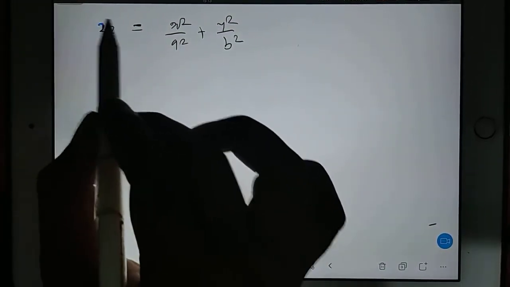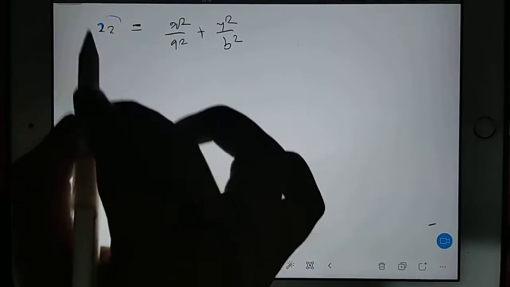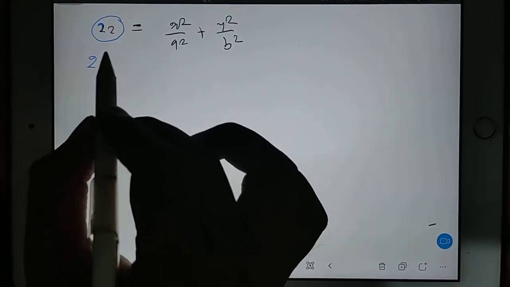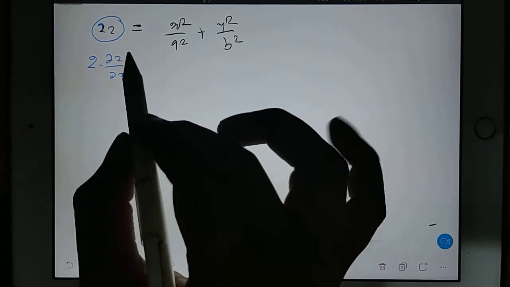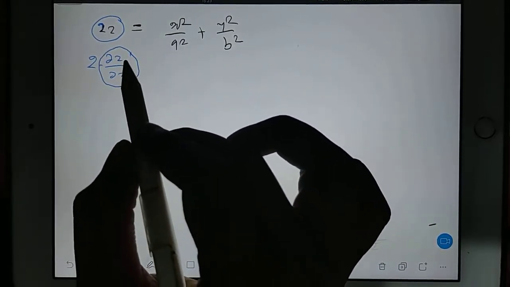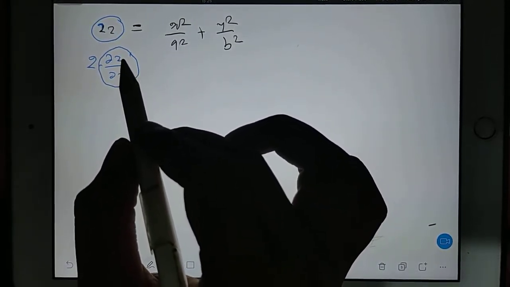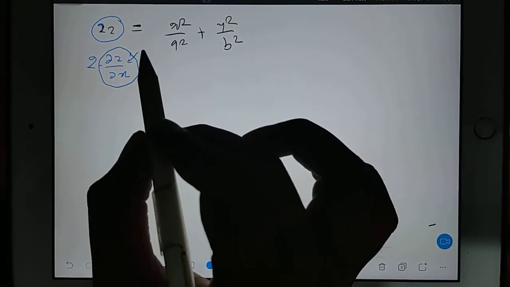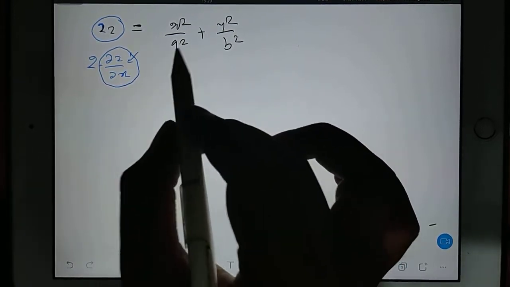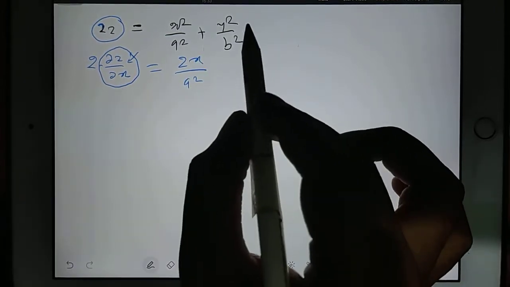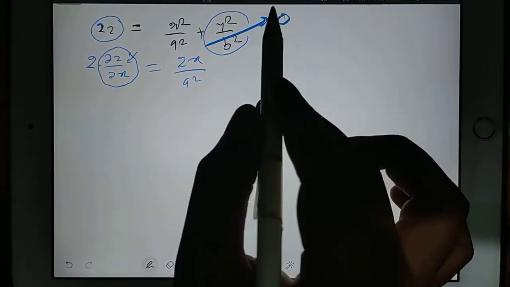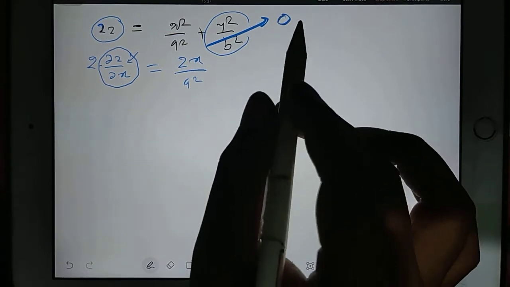First of all, differentiate one time with respect to x. So 2 into dou z by dou x. Because we are doing it the first time, I am writing the complete dou z by dou x. But if you are a well-practiced person, you will directly write this as p to save your time. So this is nothing but 2x by a square. You can clearly see this term will be 0 if you differentiate with respect to x. I hope you don't have any doubt in this.